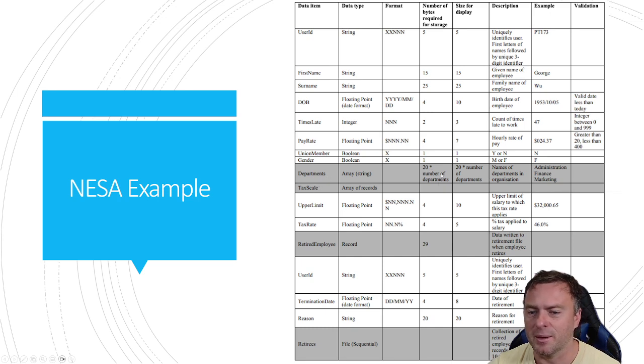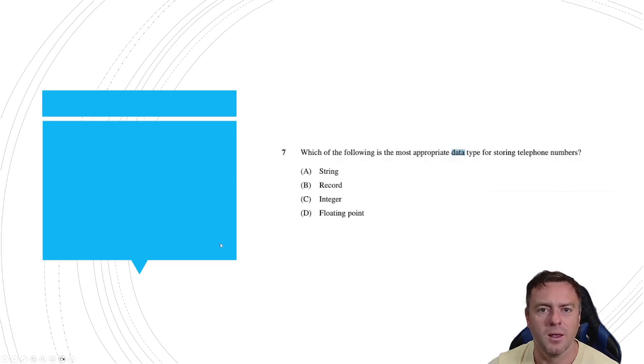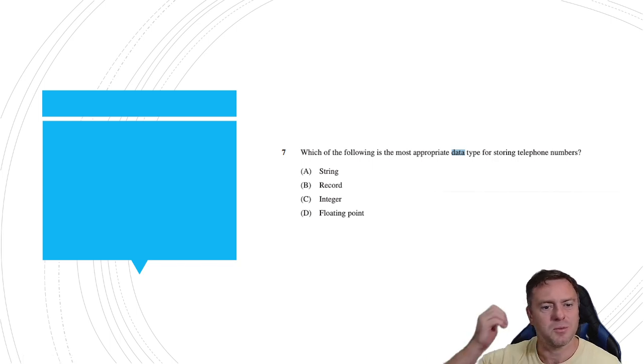So 20 times the number of departments, because that's how many there are. And then you've got upper limits, the tax rate stored as a percent. And then they have really cool little descriptions over here as well. So that was the first half that you've seen before, and then there's a bit more down below. So I've got a few questions straight out of NESA exams. Let's have a look at them.